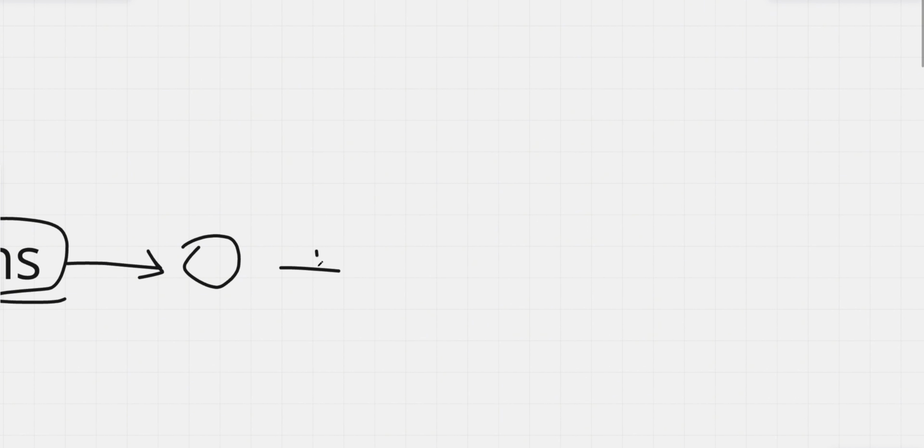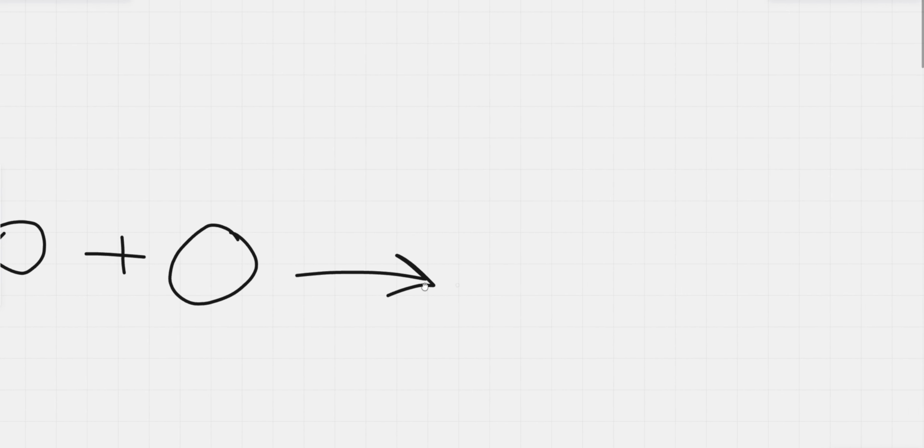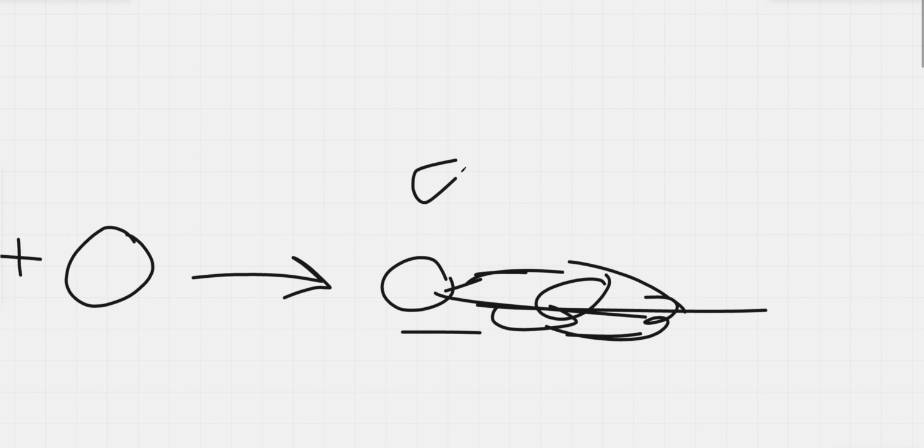So today our question is how to write equations. Now, what is an equation? An equation is when you have one element plus another element and both of these turn into something else, some other elements, or maybe even one singular element.